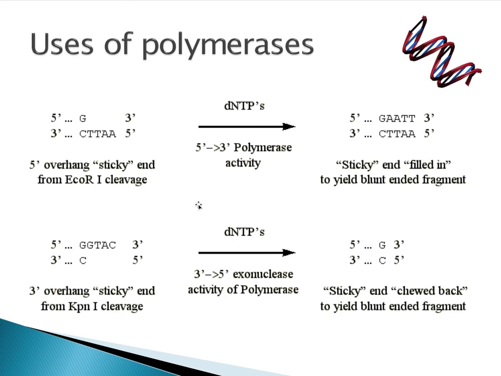So here, you have a 5' overhang, and as you see, using the polymerase activity, you can fill it in. Or you have a 3' overhang, okay, like here.